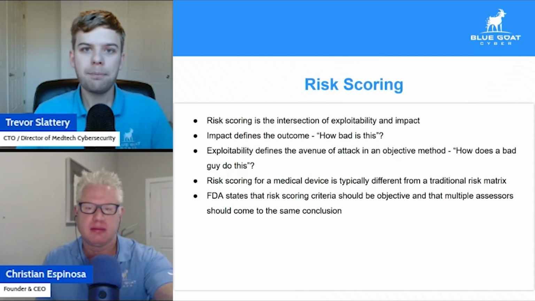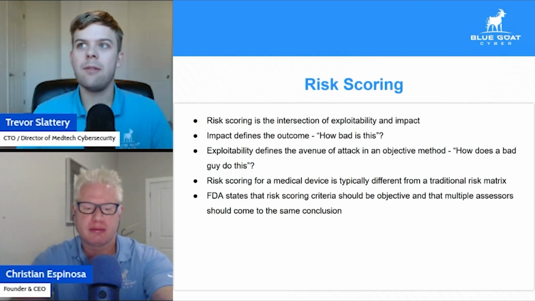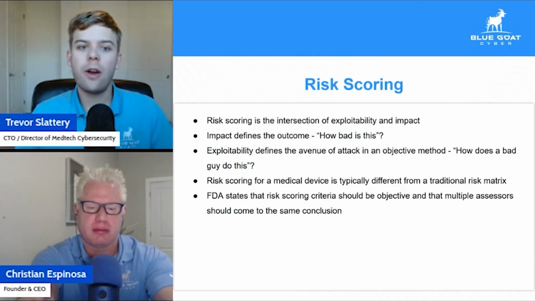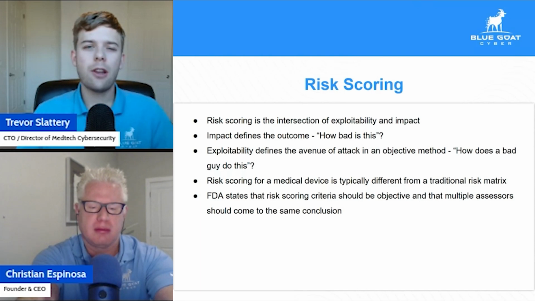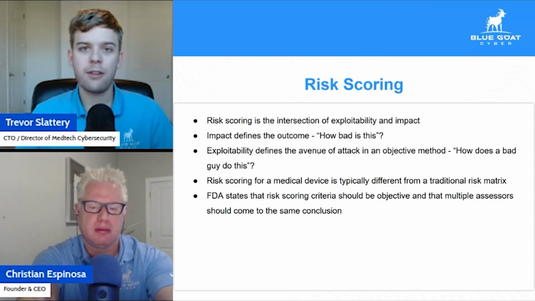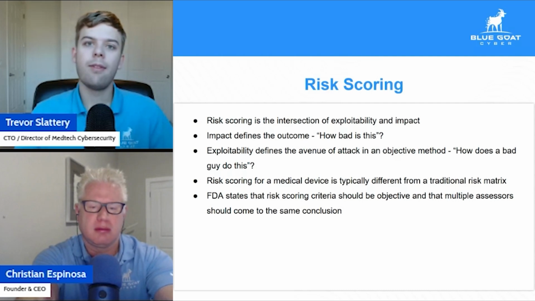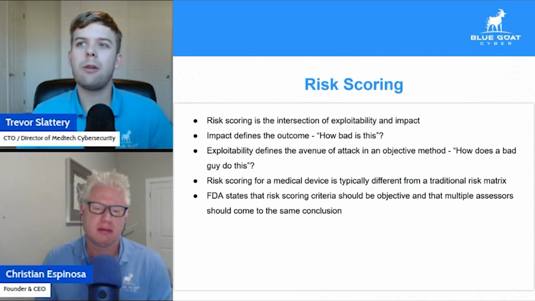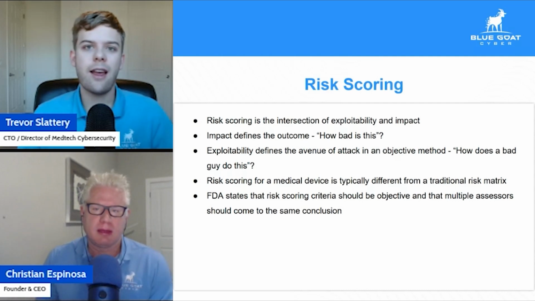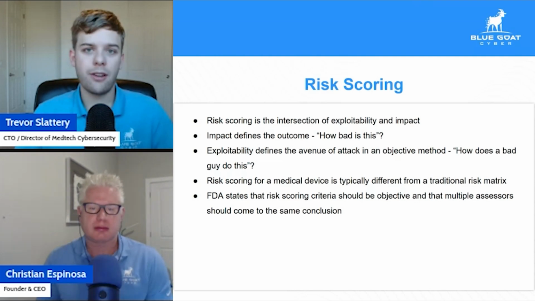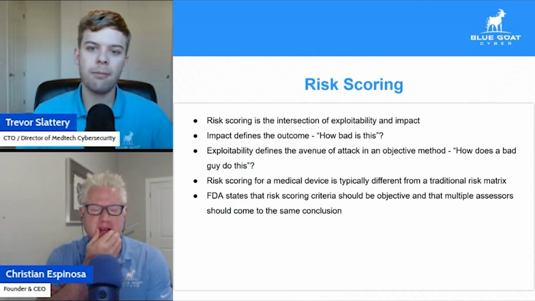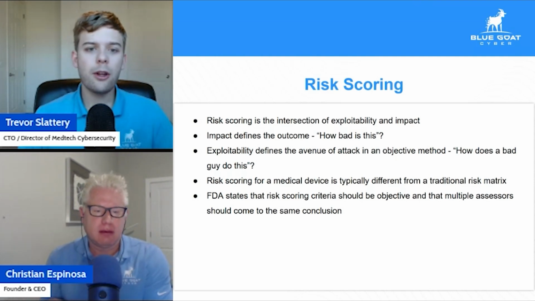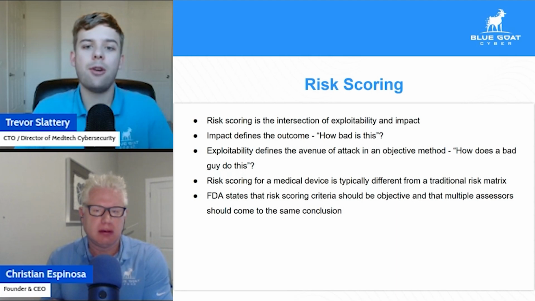What's that outcome? That outcome may be very high, maybe very low, and that's why we're looking at the intersection of exploitability. A very low impact finding, but something super easy to reproduce, something very exploitable, may be ranked higher than something with a little bit more severity on the impact side, but it's nearly impossible for an attacker to realize. Now, exploitability is defining the avenue of attack.